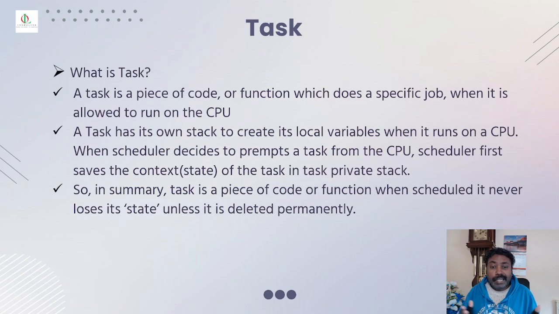In summary, a task is a piece of code or function. When scheduled, it never loses its state unless you delete the task that you created in the program, and then you can't use the task. So that's what a task does. A task is to perform, to operate a specific job. So that's what a task is.